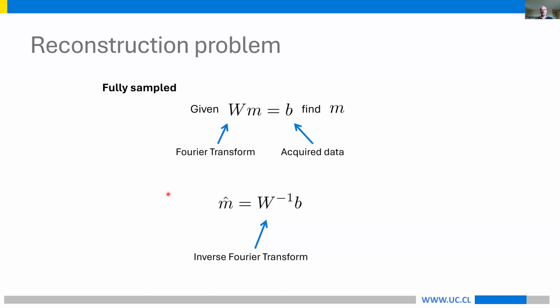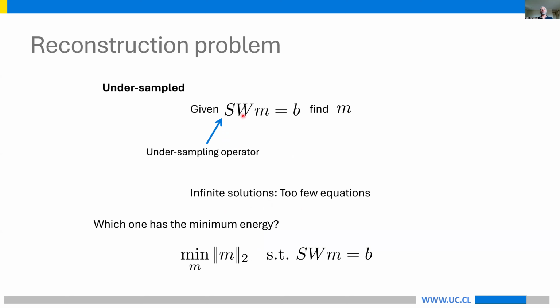And now, mathematically, this means that your model is the Fourier transform. So you Fourier transform your object, and you acquire B. And the question is, can you find M? And of course, the answer is just do the inverse Fourier transform of the data, and you get your image. Now, if you undersample, you lose a lot of the samples. So you have an undersampling operator, and now you need to find M, which has, let's say, n unknowns, but the number of equations that you have is a lot less. So there's an infinite number of solutions. In other words, too few equations.